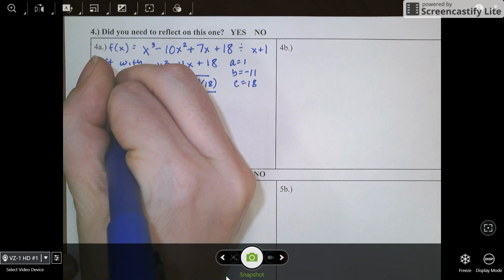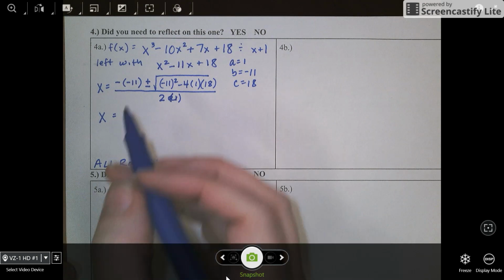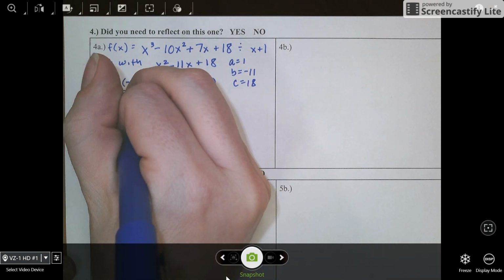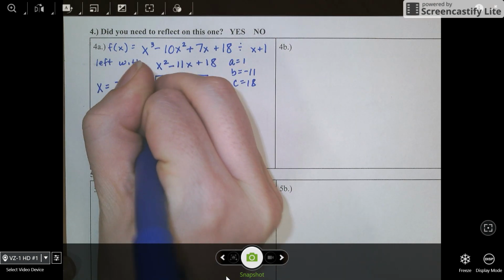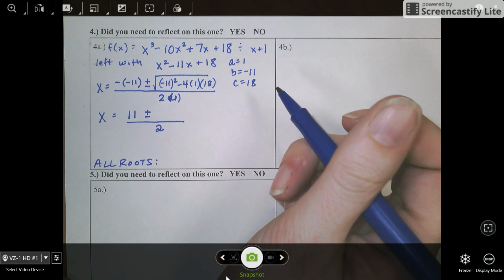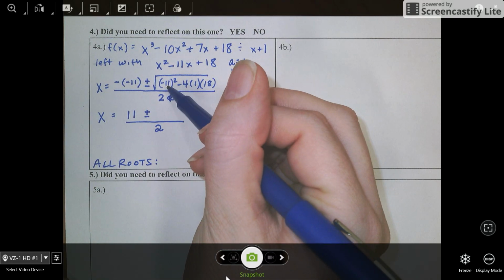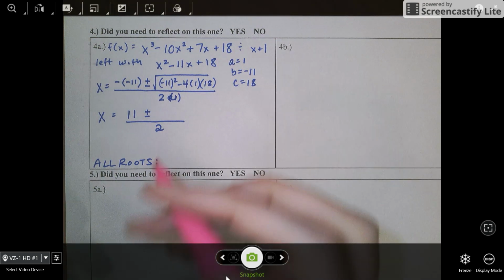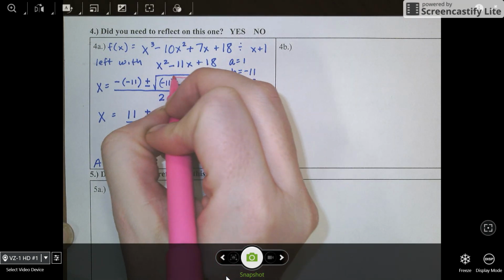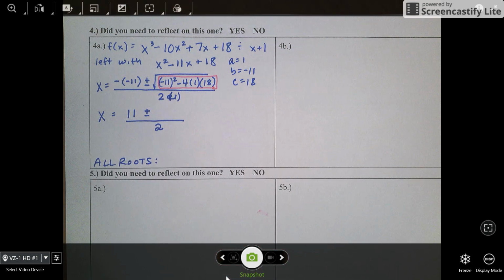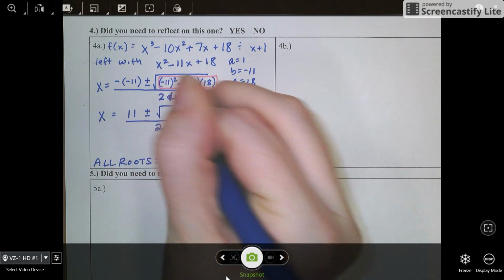Okay, so on the next line, I'm going to simplify it. The opposite of negative 11 is a positive 11. And 2 times 1 on the bottom is 2. So here, I've got 11 squared minus 4 times 1 times 18. I'm just going to put this into my calculator. So I'm going to set that up.